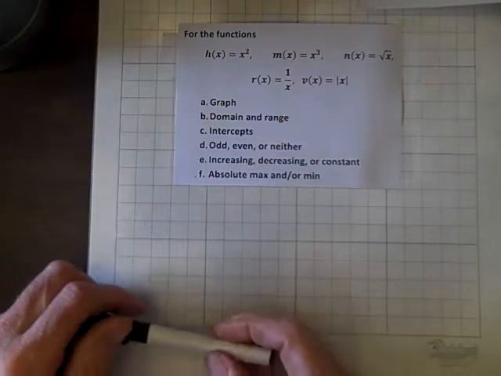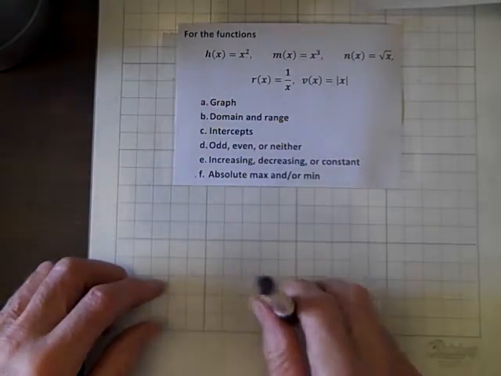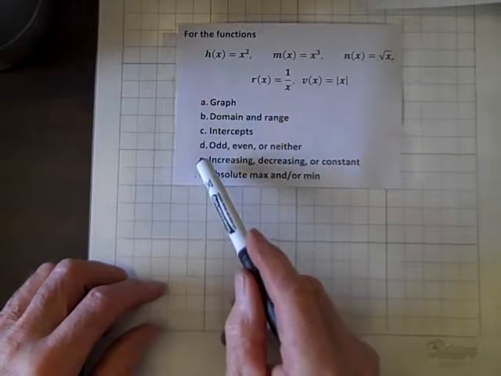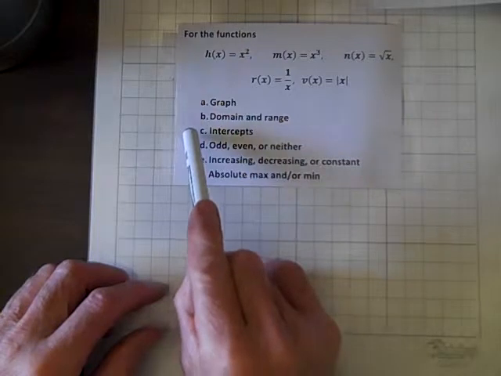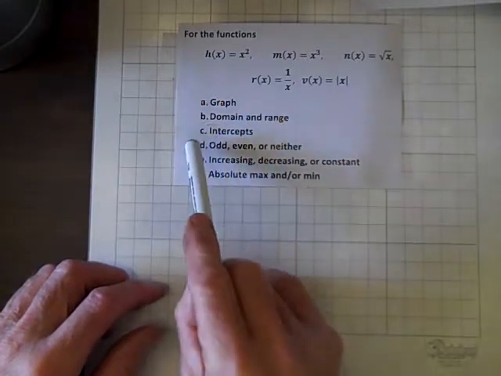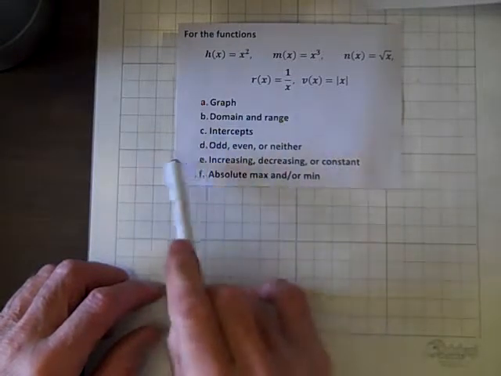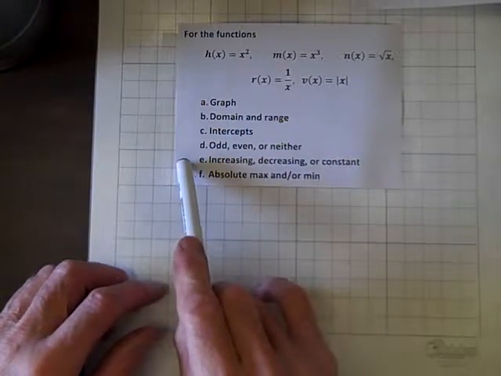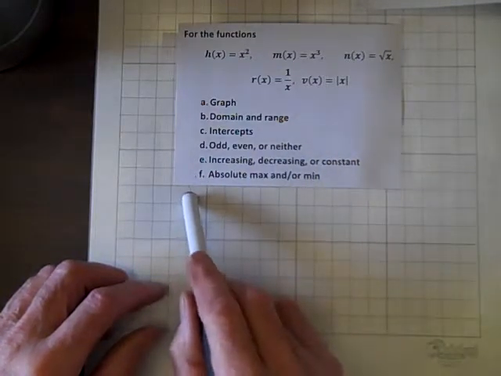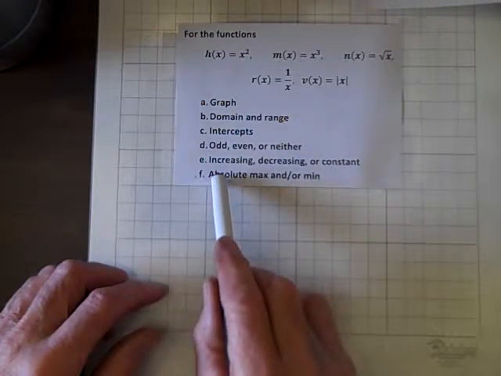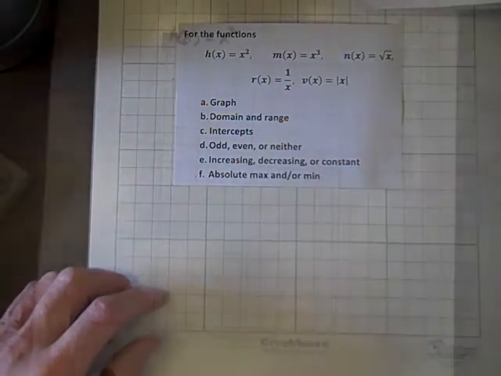Here we have a library of functions. For each function, we'll graph it. We will identify the domain and range, the intercepts. We'll determine whether the function is odd, even, or neither. We'll determine the intervals over which the function is increasing, decreasing, or constant. And finally, we will identify any absolute maximum values or minimum values.